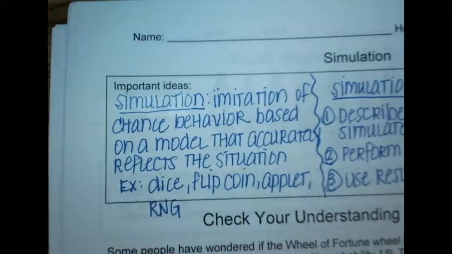All right, let's summarize what I want you to know for today. The first thing I want you to take away from today's lesson is the idea of a simulation. A simulation is an imitation of a chance behavior based on a model that accurately reflects the situation. You can use dice like we did today, you can flip a coin, you can use an applet, or you can use a random number generator. We've actually done multiple simulations throughout this course, including day 1 when we did Joy smelling Parkinson's disease. So simulation is just an imitation of what's going on, so you have some data that you can work with.